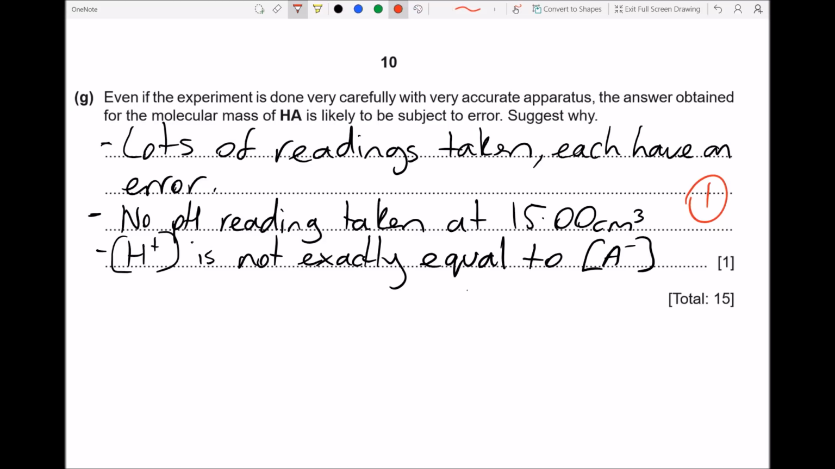So there we go. That's the end of that paper. So it's just a nice short 30-mark paper, but there's a lot of reading, and there's a lot of calculation, and a lot of applying and evaluating and all that kind of stuff as well. So yeah, that's another CIE paper, I suppose.